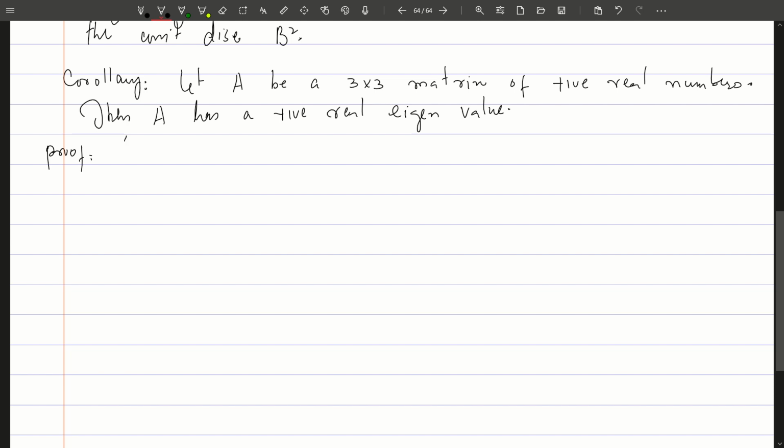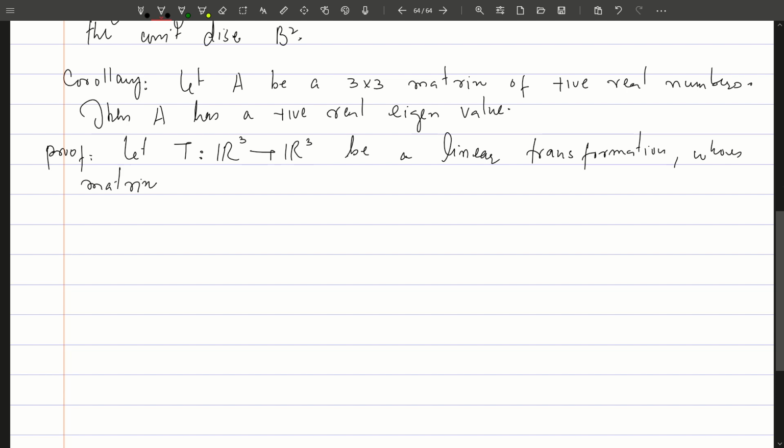So let T from R3 to R3 be a linear transformation whose matrix relative to the standard basis for R3 is A.